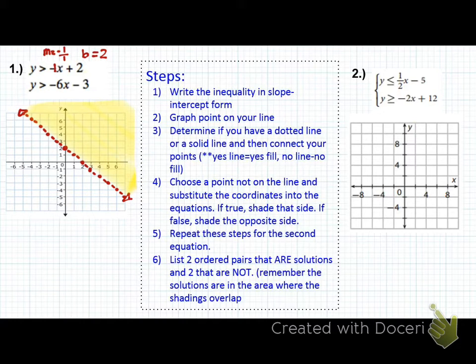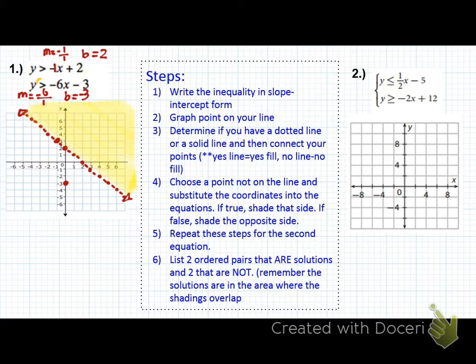So now we're going to do the second equation. I notice that it says y is greater than negative 6x minus 3. So my slope here is m equals negative 6 over 1, and my y-intercept is negative 3. I'm going to go to negative 3 and go down 6, but I don't have enough room, so I'm going to go the opposite way. My line is going to be negative, so it goes this way. I'll go up 6 and over 1. There should be a point here, and it looks like that's a shared point. I could try to go up farther, but I ran out of graph paper, but that's okay.